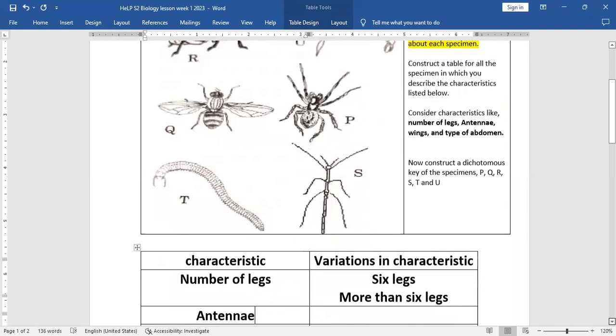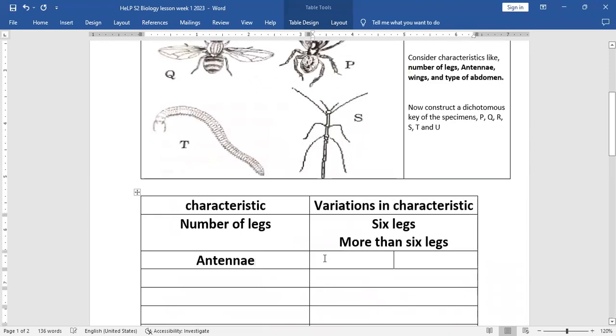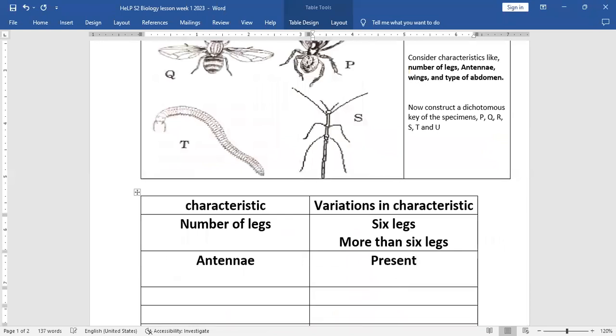So we can split into 2. Are they present? Or are they absent? That category will take up the spider which doesn't have. Do you get it? So all of them are breaking down all the organisms into 2 characteristics. Let us go to the wings.